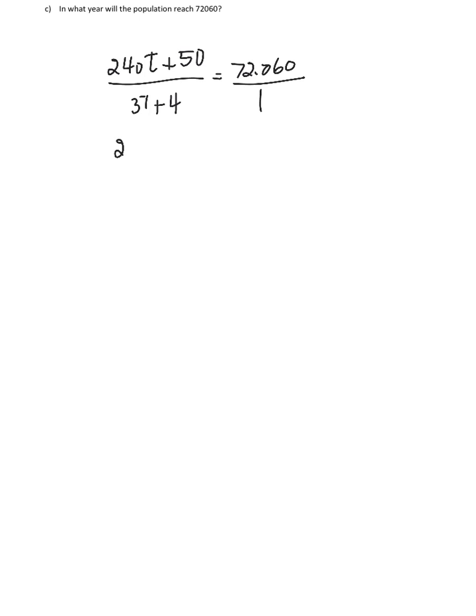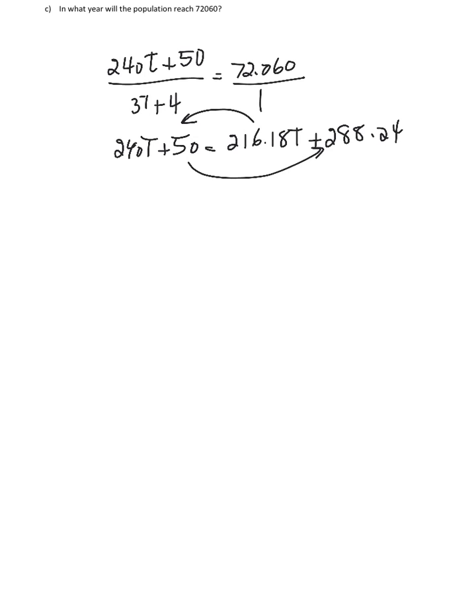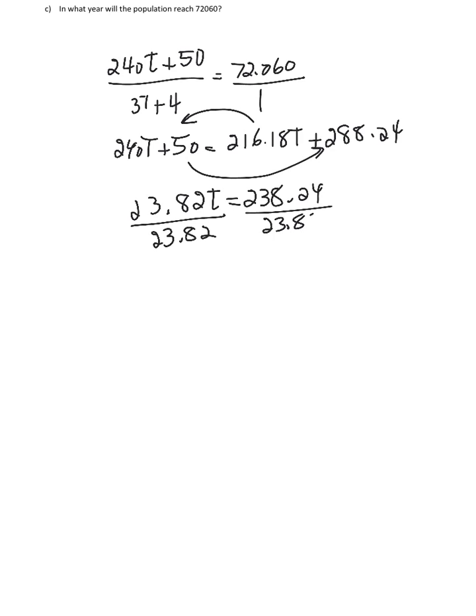Now we are going to cross multiply, and we're going to get 240t plus 50 is equal to 216.18t, because 3 times 72.060 gives us 216.18t, plus 288.24. I move this one to the left, this one to the right, and change the sign. I will get 23.82t is equal to 238.24 divided by 23.82. And from here, t is approximately 10 years. This means that the year that the population is 72,060 is 1998 plus 10, which is equal to 2008.